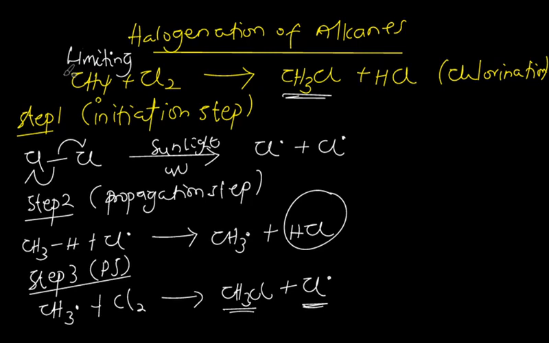Step 2 and step 3 can be repeated to give us what? Di, tri, and what? Tetrachloromethane. So it means if we have the CH4 in limited amount, something interesting happens.